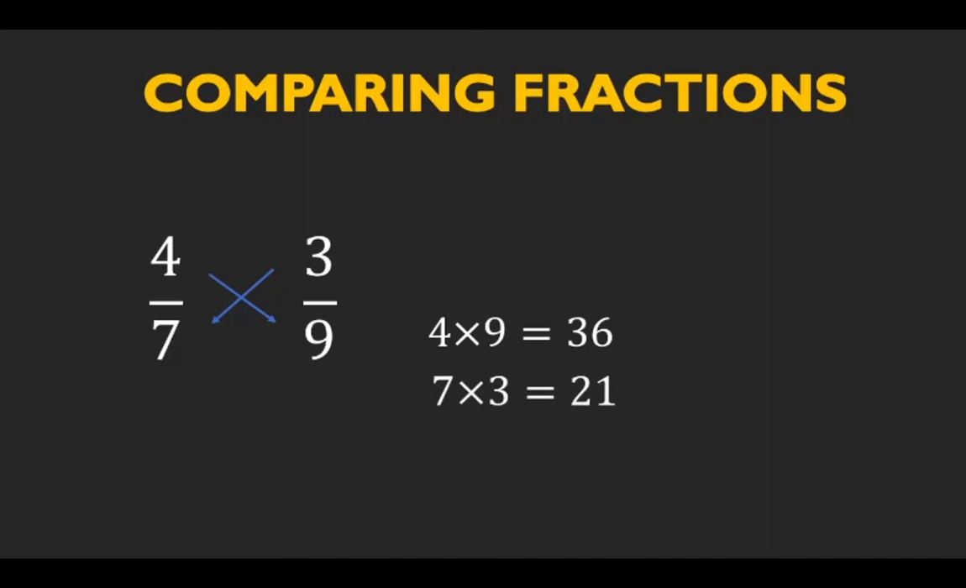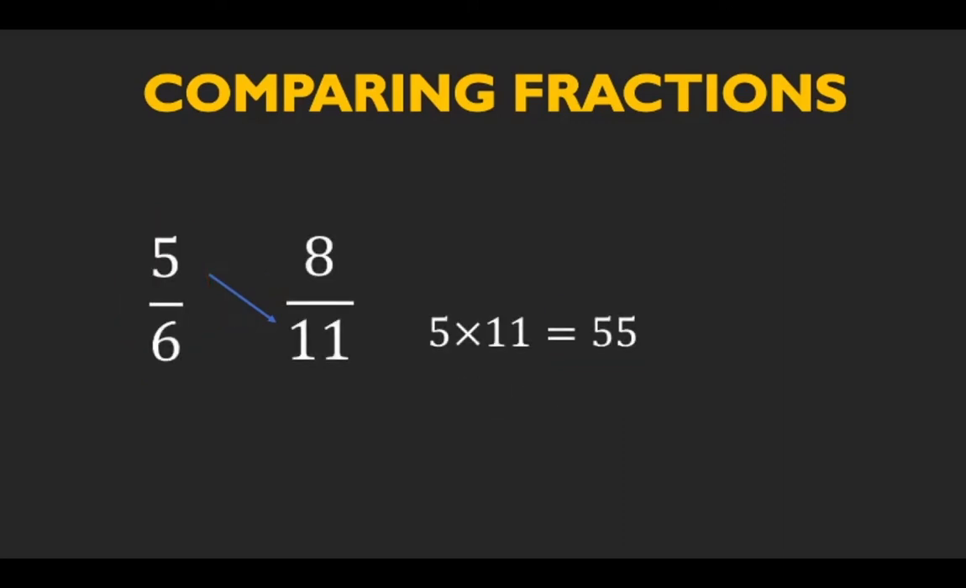If the cross products are equal, the fractions are equivalent. If the first cross product is larger, the first fraction is larger. If the second cross product is larger, the second fraction is larger. In our example, the first cross product is larger. Hence, the first fraction is larger. Here's another example. We do cross multiplication, we get cross products, then compare the cross products. The first product is larger. Again, the first fraction is the larger fraction.